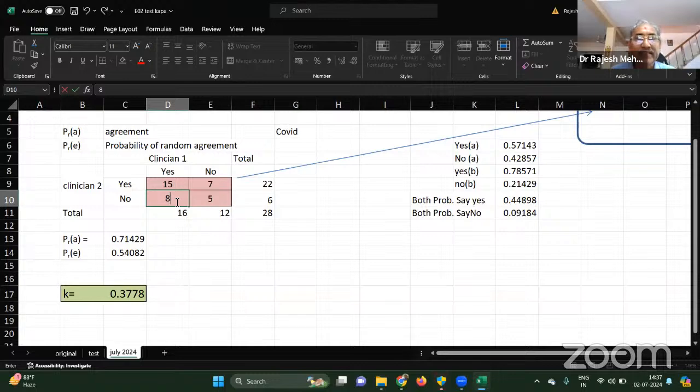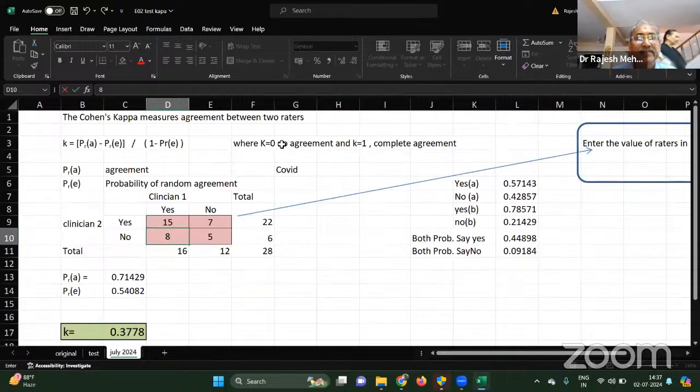Now in this, what is the agreement between the two? It is 0.37. This is kappa. Kappa varies between 0 and 1. You can see that k equal to 0 is no agreement, and k equal to 1 is complete agreement. So in this case, kappa is 0.37.